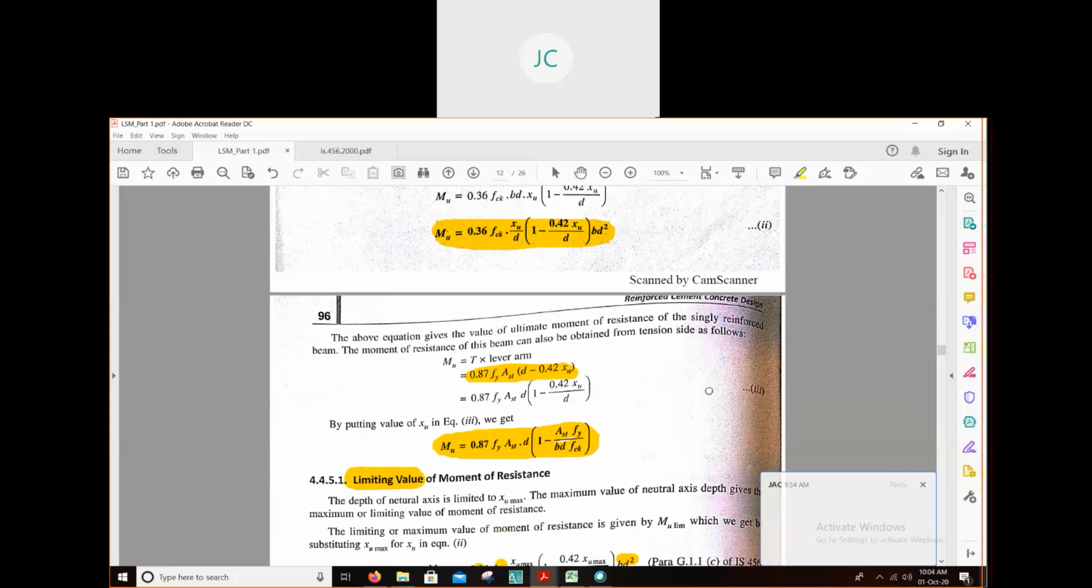Which equation we are going to use? Which equation we have to use for a balance section? We have equation 2 and say this is equation 3. That means we have two equations for moment of resistance. And you are given in a question a balance section. So which equation we will use? Either equation 2 or equation 3? Equation 3. Okay. Anyone have any other answer?